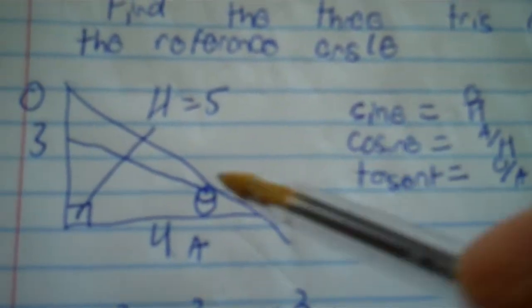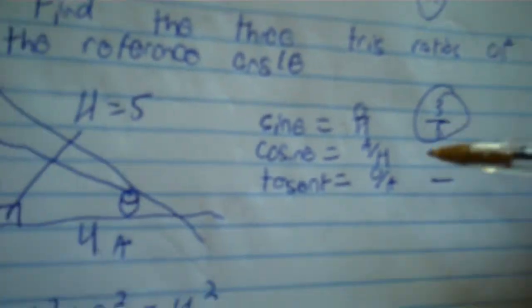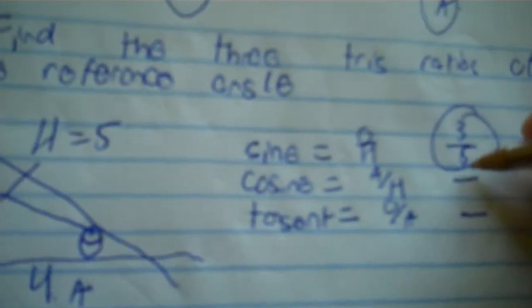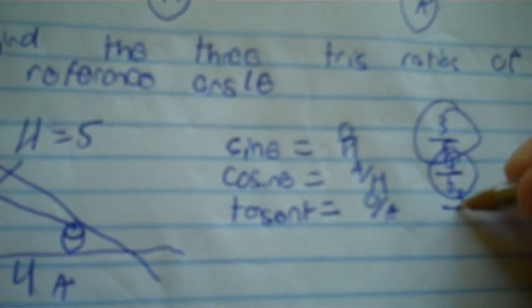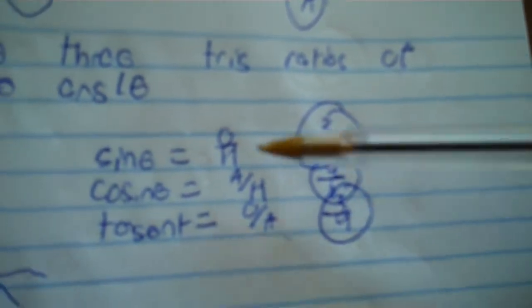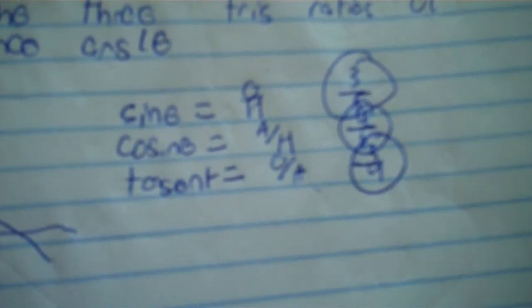Okay. So just put 5. Alright, now you can get your answers. O over H, so O is 3, H is 5, so 3/5 is the sine. Cosine is A over H, so that's 4/5. Tangent, that's O over A, so it's going to be 3 over 4. Those are your answers. So you type up on the document sine equals 3 over 5, cosine equals 4 over 5, and then tangent equals 3 over 4. That's what you type.